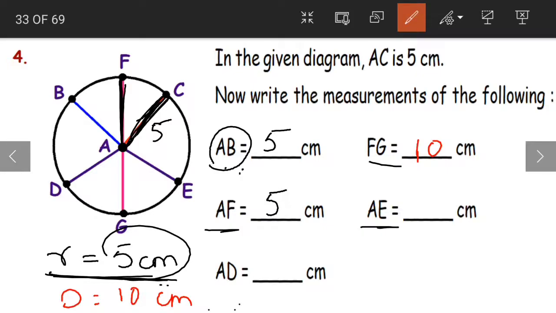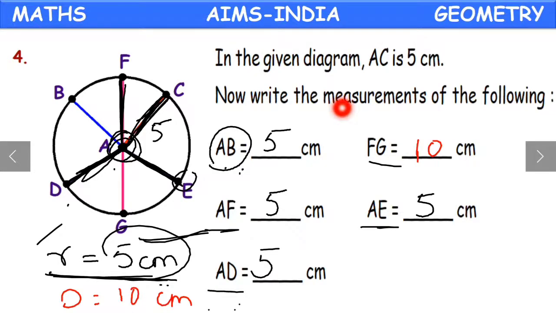Then we have AE, from A till E, center to the point on the circle. So again, this also qualifies as the radius of the given circle, which is equal to 5 centimeters. Then lastly we have AD, children. AD also qualifies as what? Is it the diameter? No, it is the radius of the given circle, as it is joining the center of the circle and a point on the circle. So the measure of AD becomes how much? 5 centimeters. I hope this is clear.